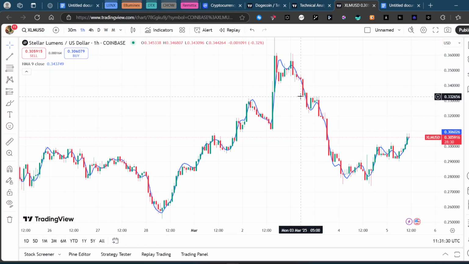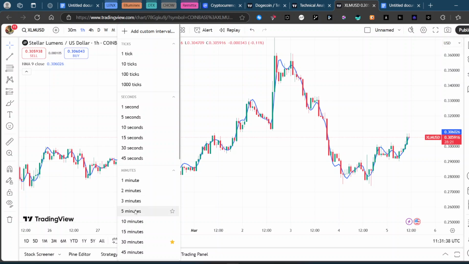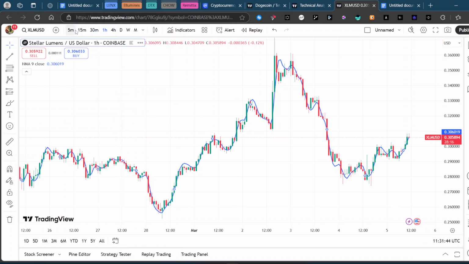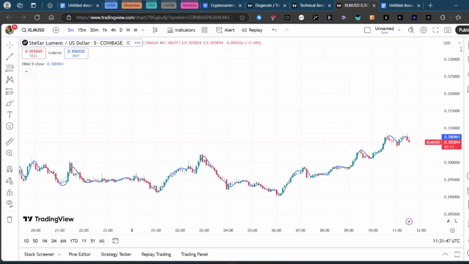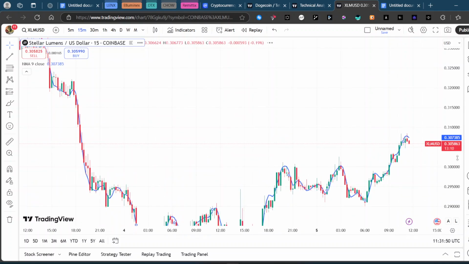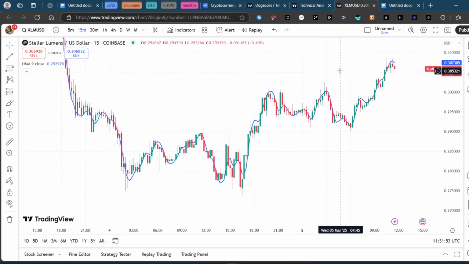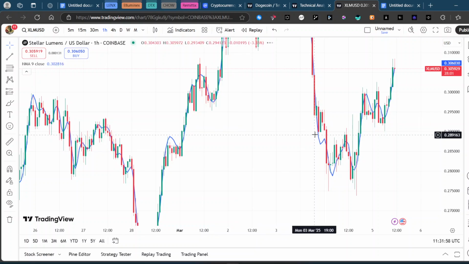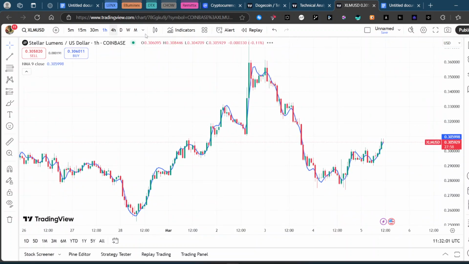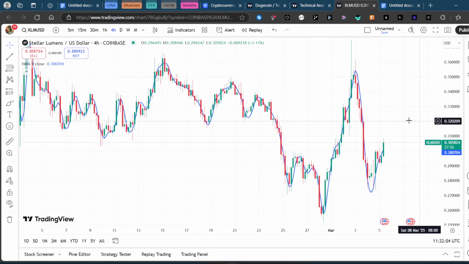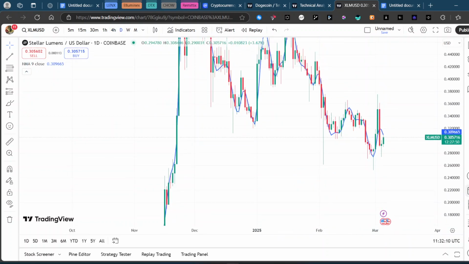Scalpers or intraday traders can use the 5-minute chart or the 15-minute chart for their trades, while swing traders can use the 1 hour or the 4 hour chart. Then position traders can use the daily time frame for long-term trends.